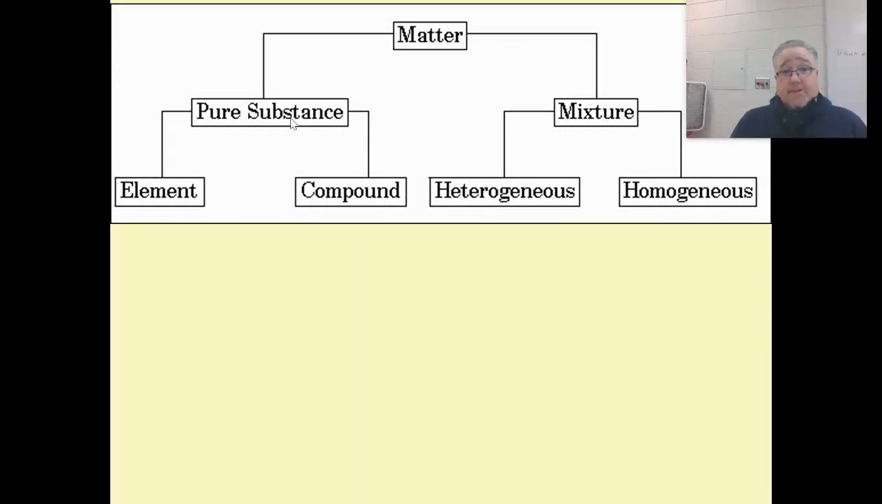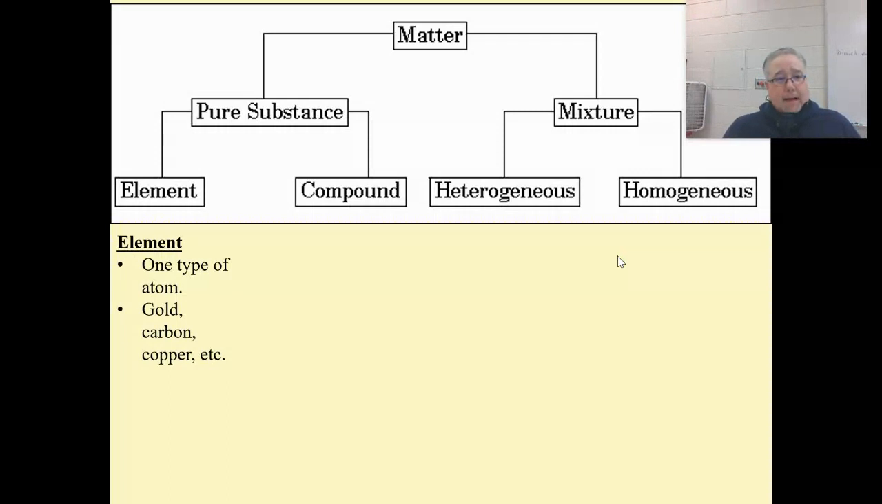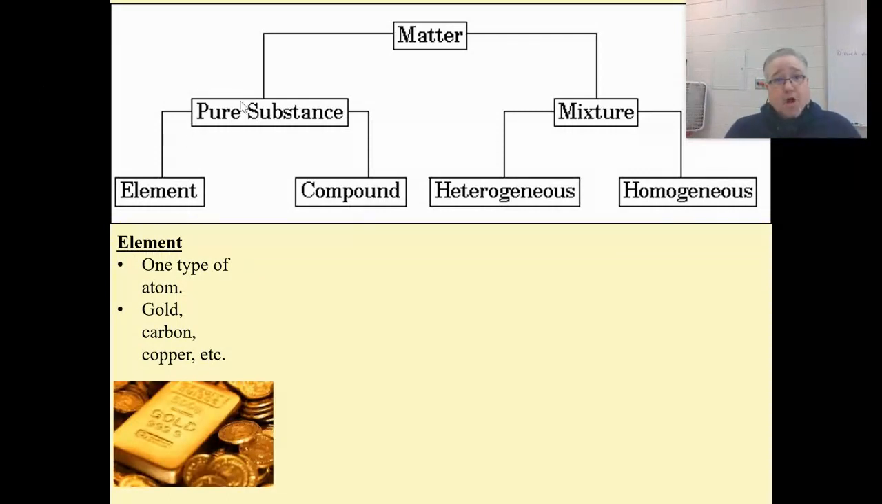Pure substances can be what we call elements or compounds, and mixtures can be either heterogeneous or homogeneous. So I'm going to break this down a little bit for you and give you a couple of examples. Let's first talk about pure substances. An element is pure, and an element really just consists of one type of atom. Not one atom, but one type of atom.